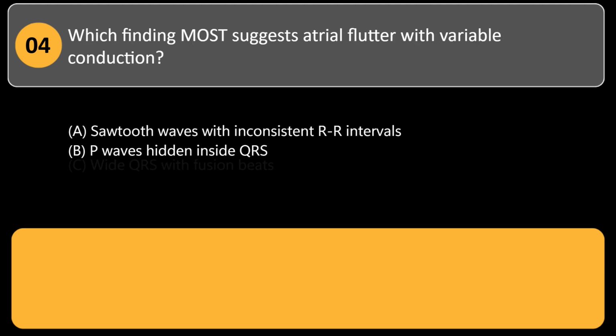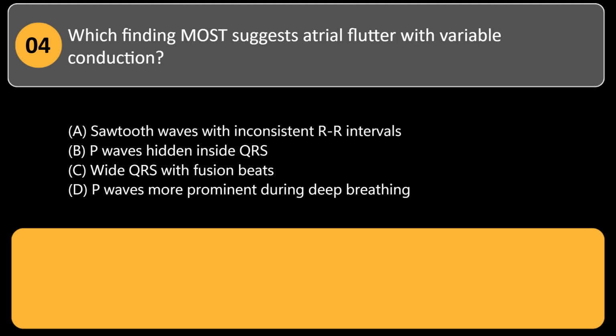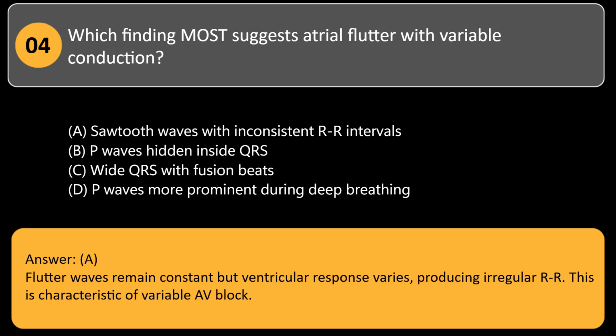Which finding most suggests atrial flutter with variable conduction? A. Sawtooth waves with inconsistent RR intervals. B. P waves hidden inside QRS. C. Wide QRS with fusion beats. D. P waves more prominent during deep breathing. Answer A. Flutter waves remain constant but ventricular response varies, producing irregular RR. This is characteristic of variable AV block.